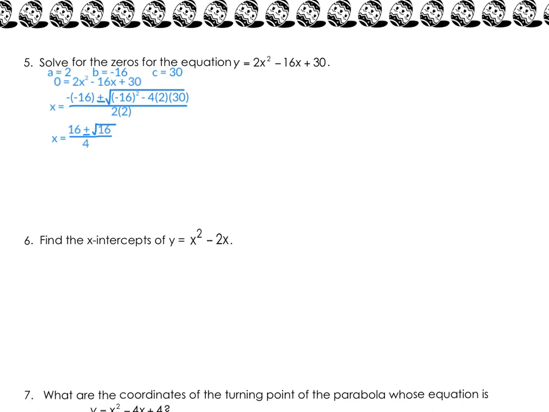Now I can take the square root of 16, so in the next step, we're going to change the square root of 16 to 4. So x equals 16 plus minus 4 divided by 4. This is really two different answers. Those answers are 16 plus 4 divided by 4 and 16 minus 4 divided by 4.